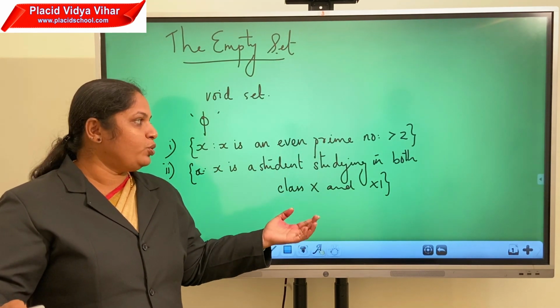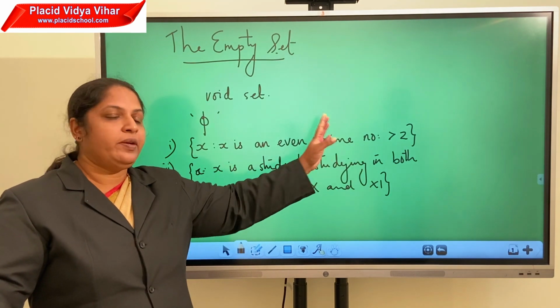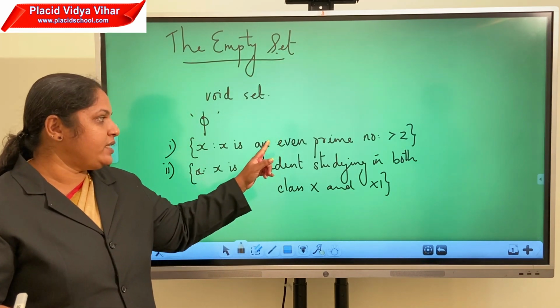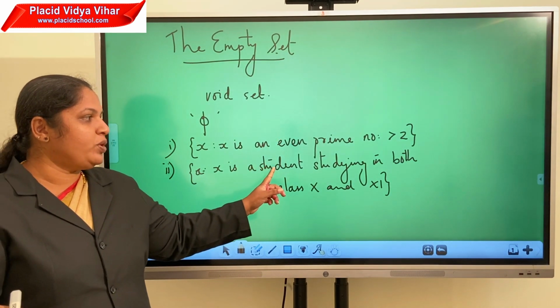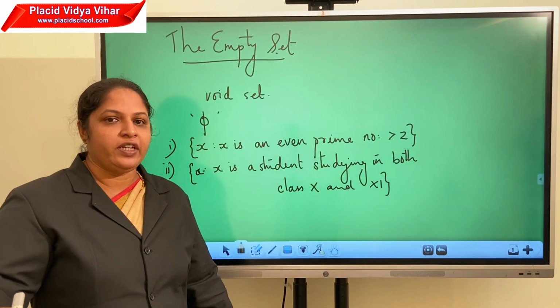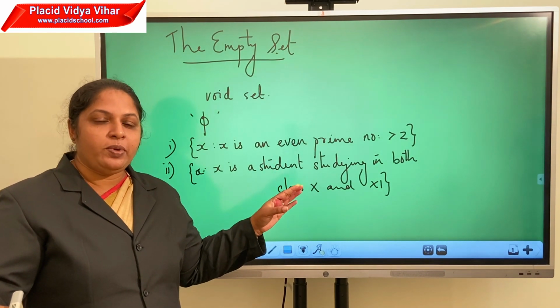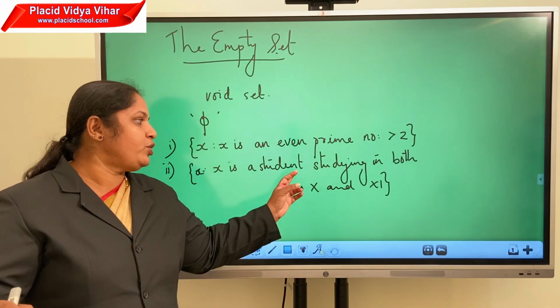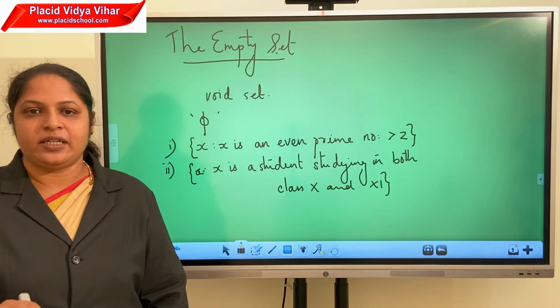When we consider both the sets, look, X is an even prime number greater than 2. We always know that the only even prime number is 2. There is no other prime number which is greater than 2. So this is a null set. And the second one, X is a student studying in both class 10 and 11. It is not possible for a student to sit both in class 10 and in 11. So this is also a null set.